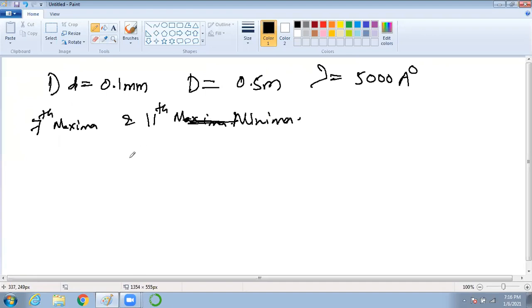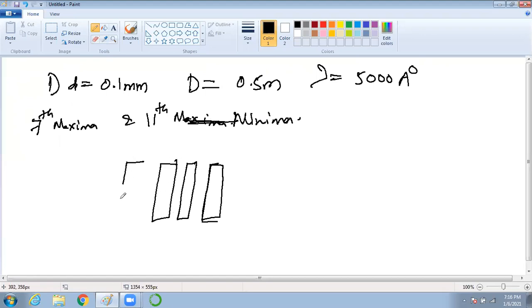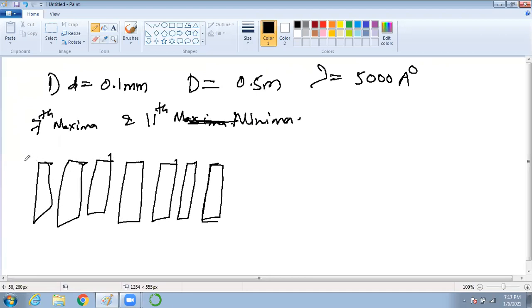Okay. So now try to understand. This will be your central maxima. This is the first maxima, the second maxima, the third maxima, the fourth maxima, the fifth maxima, sixth maxima, seventh maxima. So this is the bright maxima: 1m, 2m, 3m, 4m, 5m, 6m and 7m.